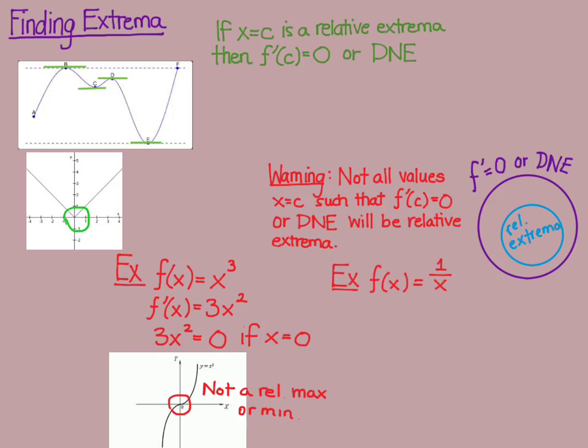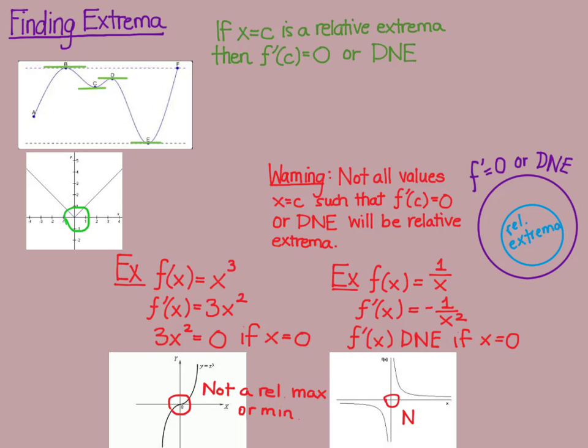Another example would be f of x equals 1 over x. f prime of x equals negative 1 over x squared, which we know does not exist if x equals 0. But once again, at x equals 0, that value doesn't even exist on the graph. So, of course, it's not a relative maximum or minimum.